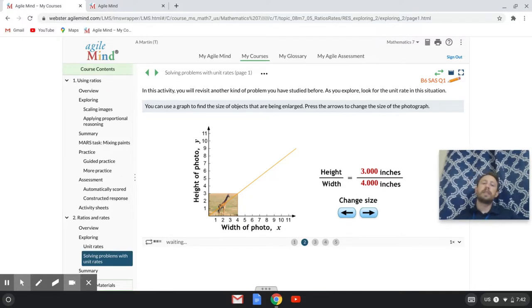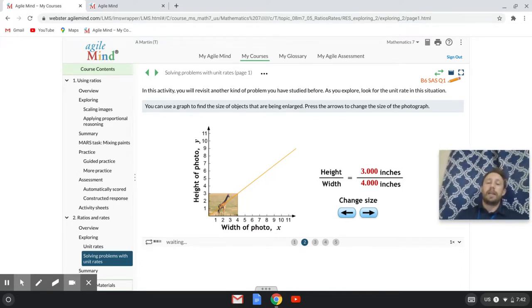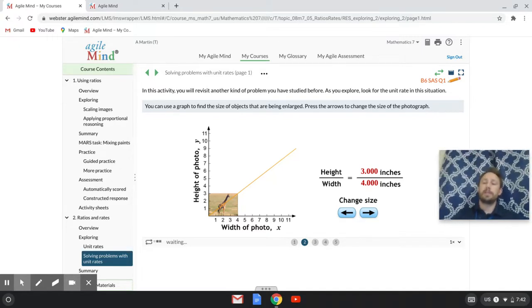All right, so looking at this, you'll notice that they have graphed our picture. And what we're going to do is try to figure out a few ordered pairs to see how this is changing. So if you notice right here, the height, once again, is 3 inches and the width is 4 inches. So let's see what happens when we change the size.